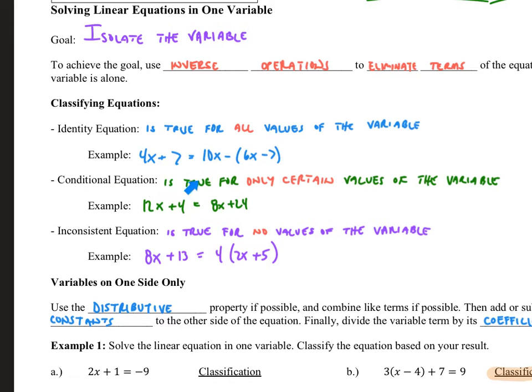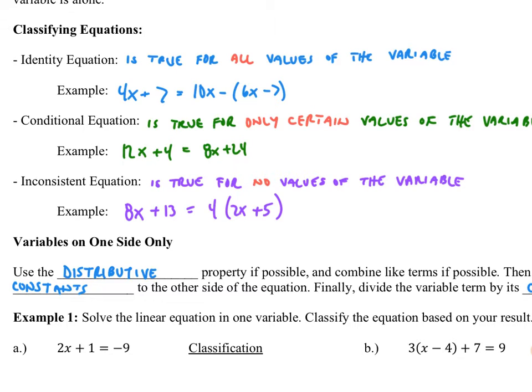A conditional equation is true for only certain values of the variable. So if you find out that x is equal to 2 or x is equal to -7, with higher order equations like a quadratic equation, x could be equal to -2 and x could be equal to 5, right? So it could have certain values work. And then there's an inconsistent equation, which is true for no values of the variable. So this would be an equation that has no solutions. So, what do they look like? Why do they have infinite solutions? Why do they only have one solution? Why do they have no solutions? What's going on there, right?